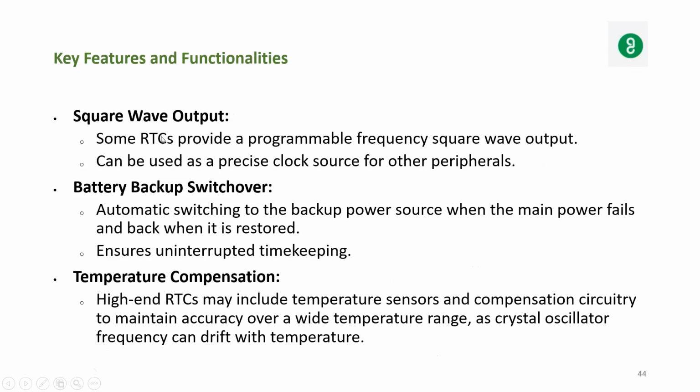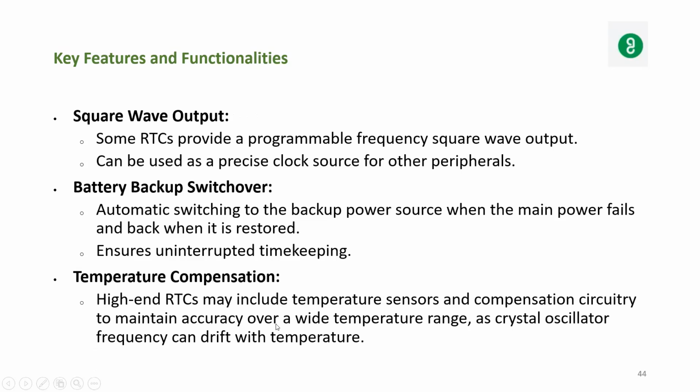Key features and functionalities. Square wave output: some RTCs provide a programmable frequency square wave output, which can be used as a precise clock source for other peripherals. Battery backup switchover: it automatically switches to the battery power source when main power fails. So the backup will be restored, and automatic switchover is possible, so it will be uninterrupted.